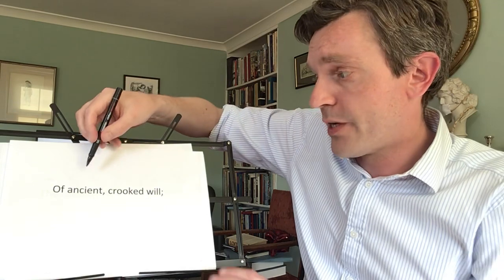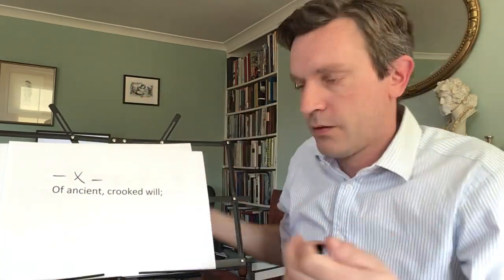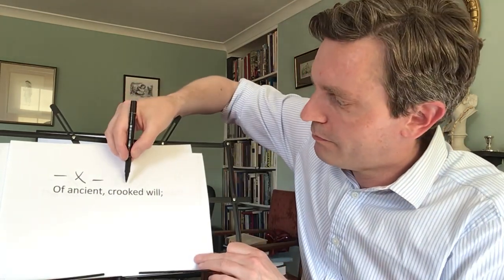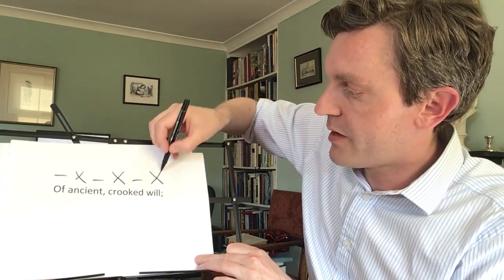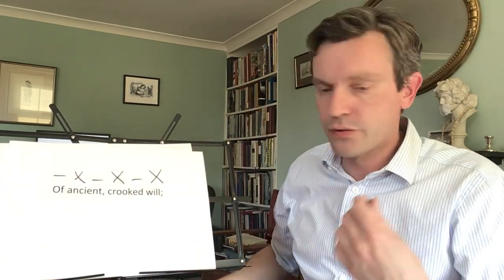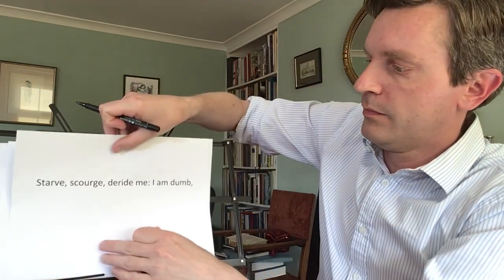Of ancient crooked will, of unstressed, because it's just a silly little word. Ancient, is it ancient or is it ancient? Ancient. Is it crooked or crooked? It's crooked. And then will, as a noun there, gets stress. Of ancient crooked will. This is a slightly odd one.